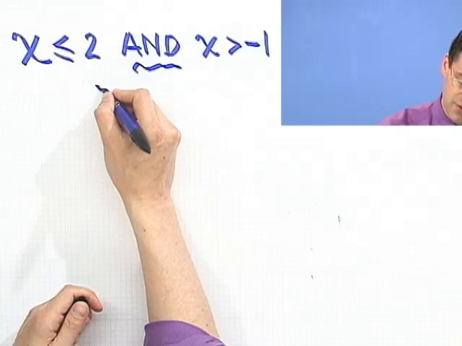In some sense, you could think of it as like the intersection. Where does this answer intersect with this answer? That intersection is where they both happen at the same time. So a lot of times, you should think of and as intersection.